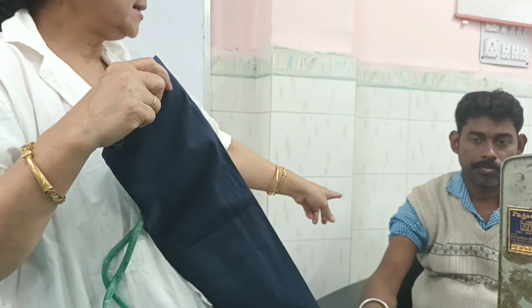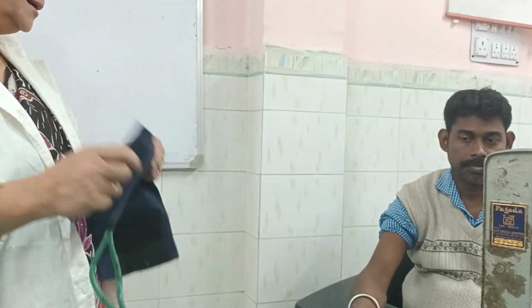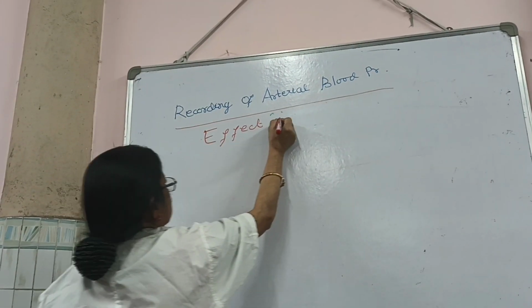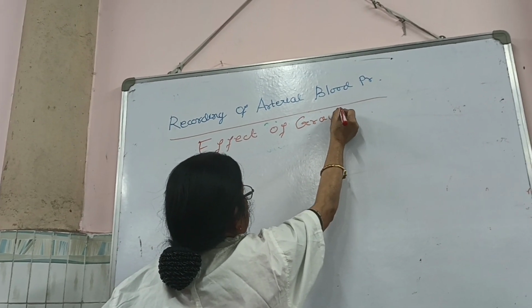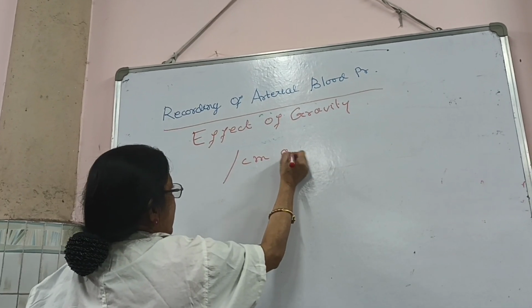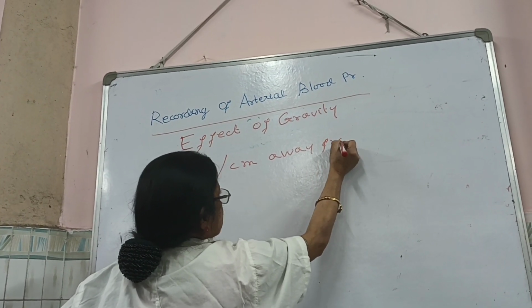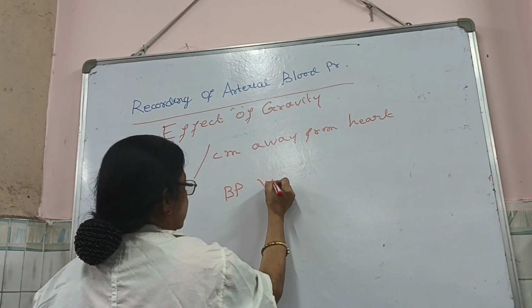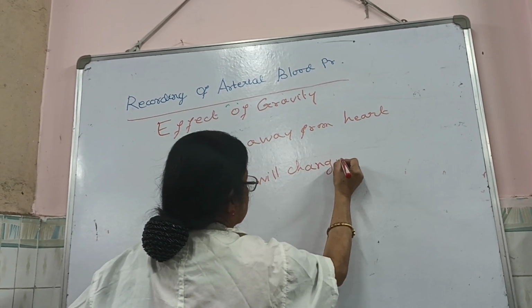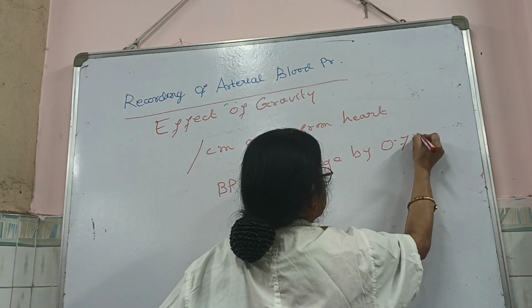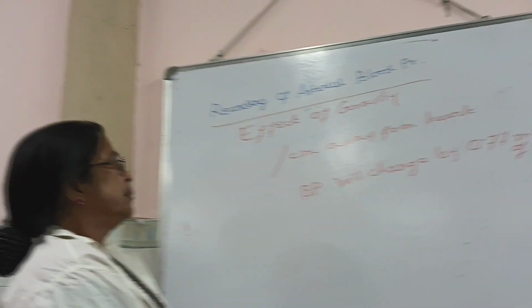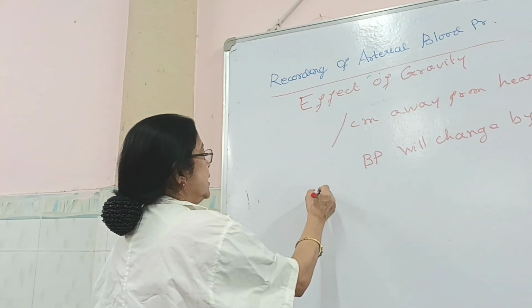Suppose the subject is in sitting position and we are measuring the blood pressure of the popliteal artery. That means we are wrapping the cuff over the thigh. What happens? Due to the effect of gravity, per centimeter away from the heart, blood pressure will change by 0.77 millimeter of mercury. In case of lower extremity, it will increase.